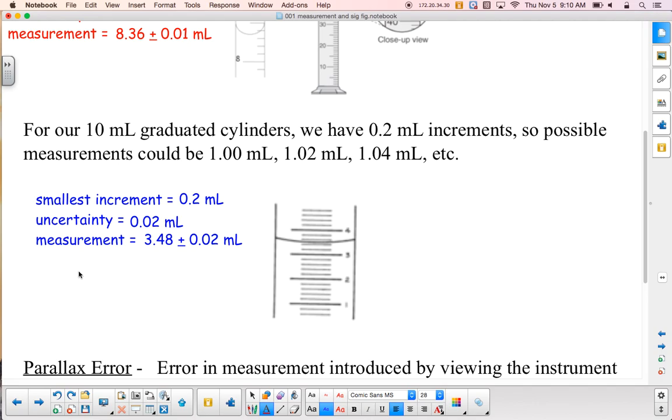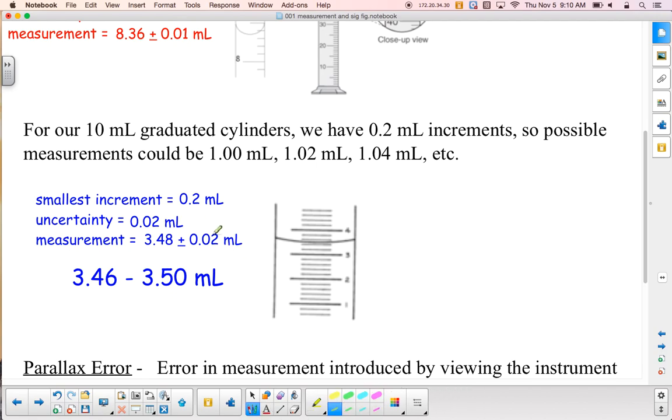That's going to leave me with a measurement that is somewhere between 3.46 all the way up to 3.50 milliliters as I take into account the uncertainty of my device. Again, I've met the criteria that my uncertainty is in the second decimal position and my measurement goes to the second decimal position.